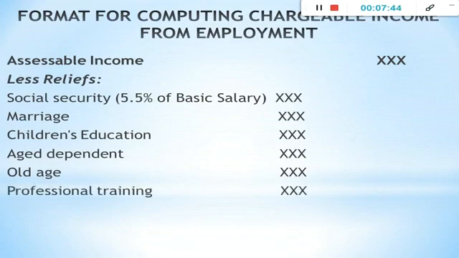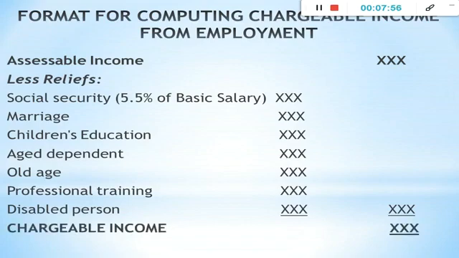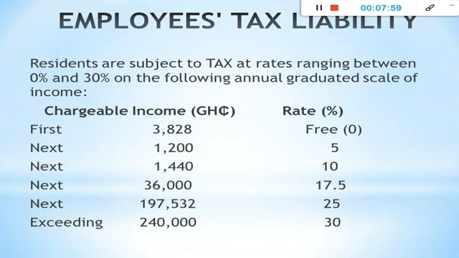We spoke about old age, professional training, and disabled person. We said it's 25% of the assessable income. Now when you're done with this, you less all your reliefs from your assessable income to get chargeable income. Then when you're able to get chargeable income, you have to subject it to tax. In the computation of your tax, bear in mind your tax will be subjected to the personal income tax rate if the person is a resident person. So for a resident person, you are going to use the personal income tax rate to measure the amount of tax they need to pay.